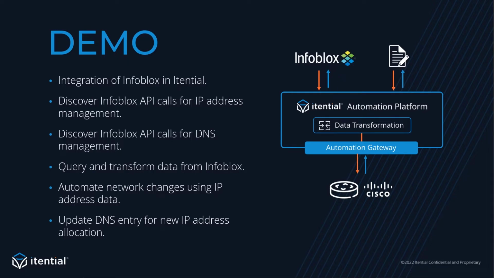We try to make it very easy for any organization to integrate whatever is in their ecosystem into Itential so they can start using it for automation. We'll take a look at some of the Infoblox API calls and how to understand and demystify them, specifically for IP address management, querying and requesting an IP address, as well as for some DNS management. In this case, being able to create an A record.